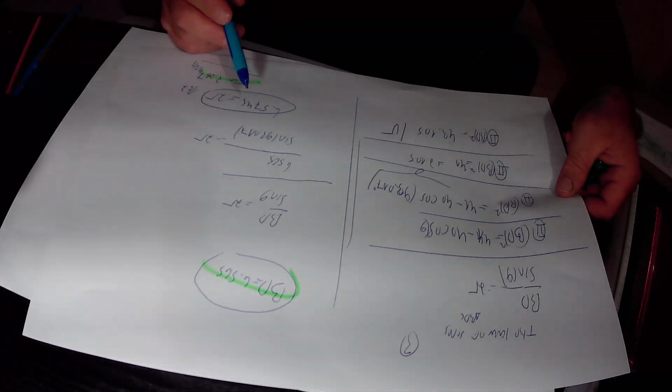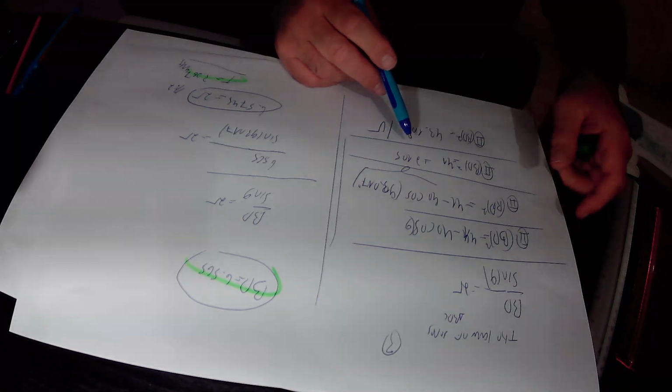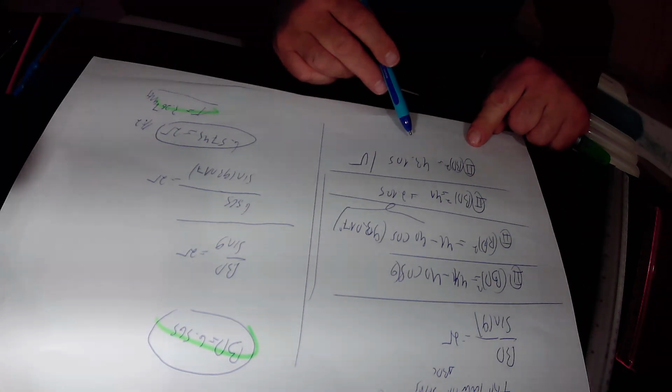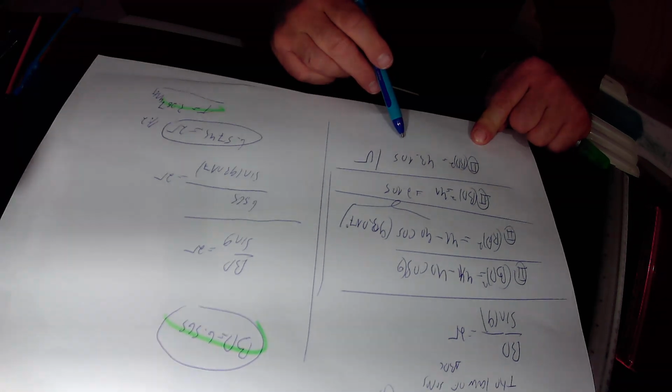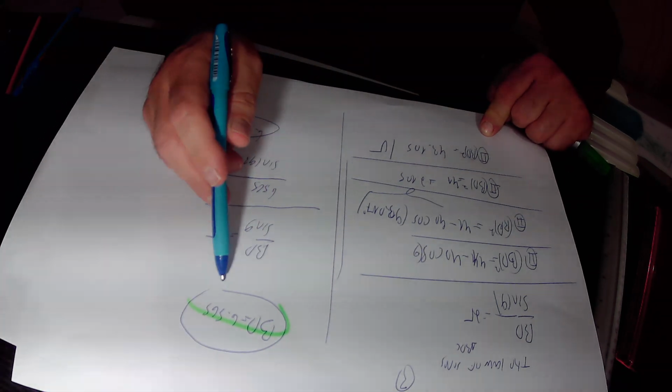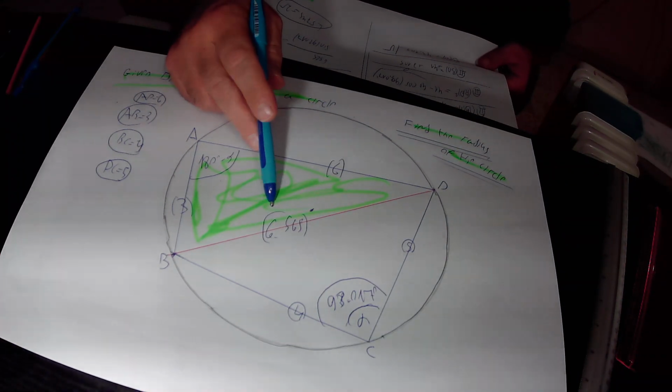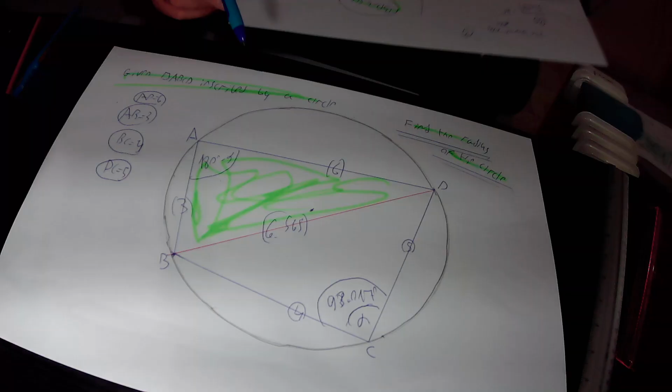And the square root of 43.105 equals 6.565 units. So BD equals 6.565 units.